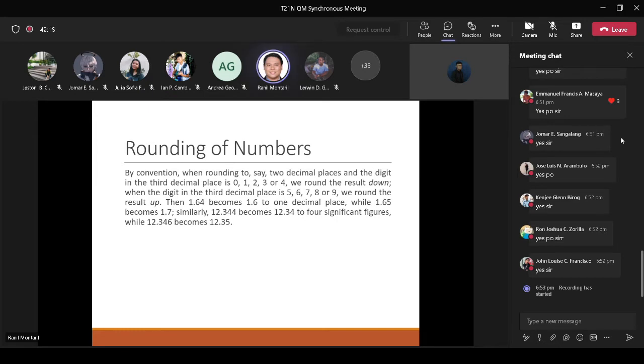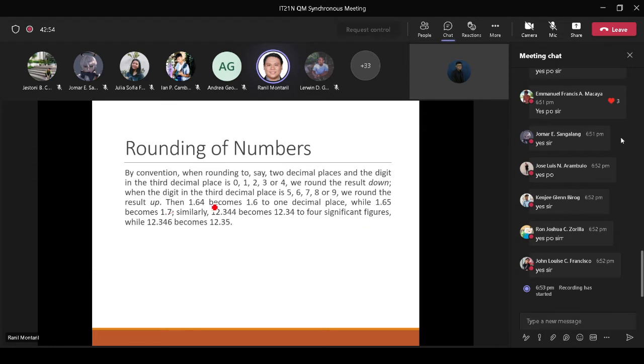Okay, so as you can see here, suppose we have 1.64 and we want to round this number to one decimal place. Of course, this is the one decimal place. Then we check the number next to it, which is 4. So it will become 1.6, because we maintain it for 0, 1, 2, 3, 4. But if it is like 1.65, it becomes 1.7.